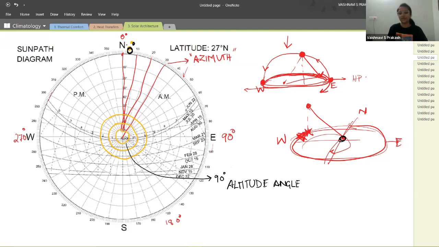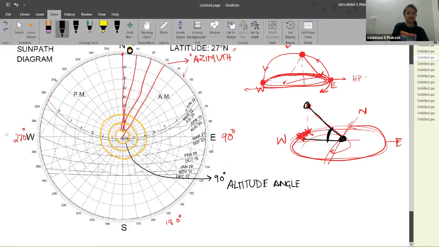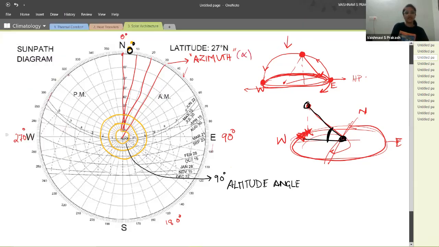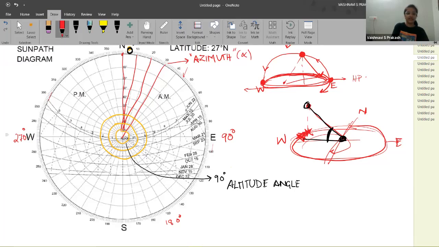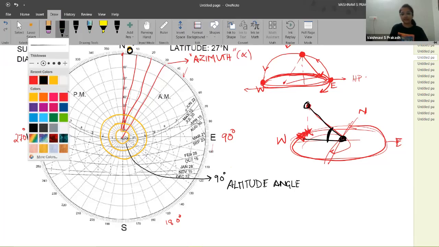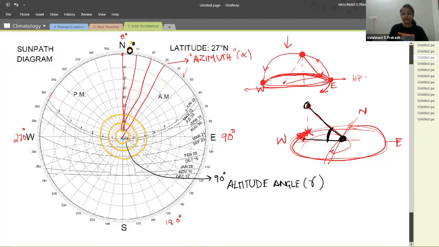Like I said, you have an observer here and the sun is here. The angle the sun makes with this observer is called the altitude angle. Azimuth angle is usually represented with alpha. Altitude angle is usually gamma. So this angle is called the altitude angle.